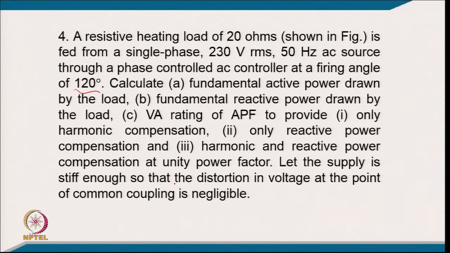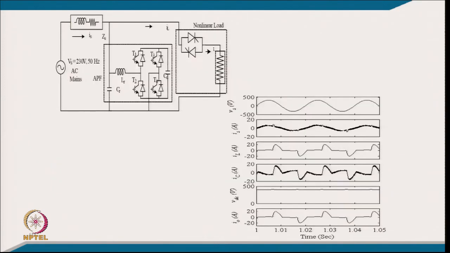Let the supply voltage be stiff enough so that the distortion in voltage at the point of common coupling is negligible. These are typical AC voltage controllers with a resistive load, used in many applications, like heating elements or lighting elements, with a thyristor controller. This draws not only harmonics but also reactive power. You can see the load current pattern depending upon the firing angle, and this is the supply current at unity power factor after compensation, this is the shunt active filter current, this is the DC link voltage, and this is the current flowing into the load.